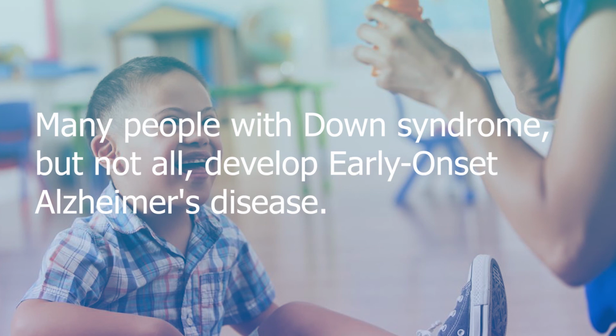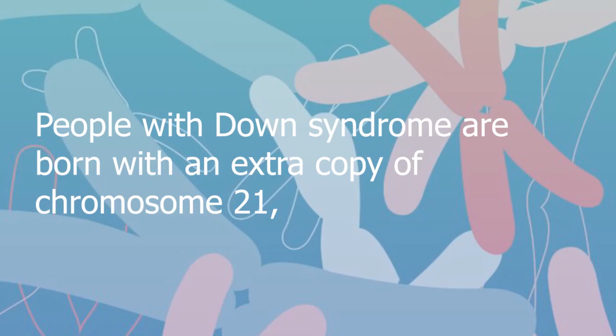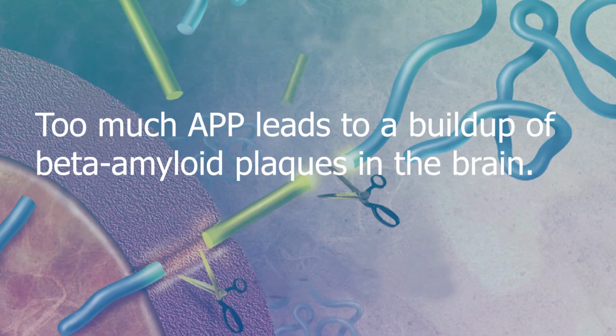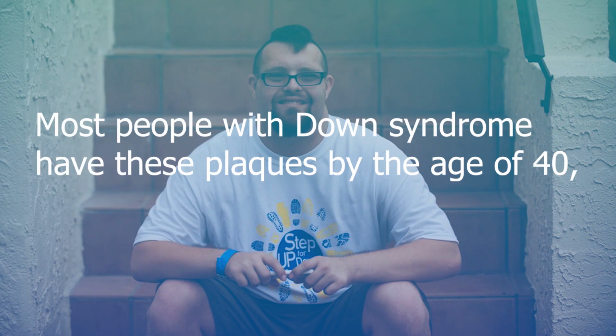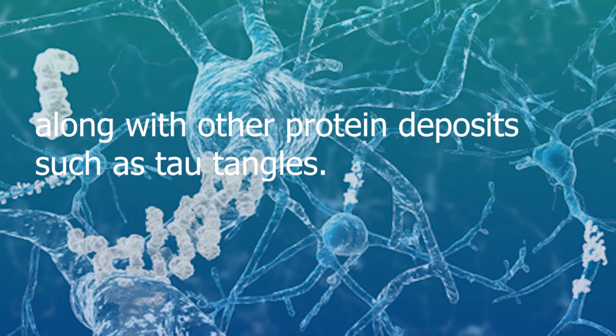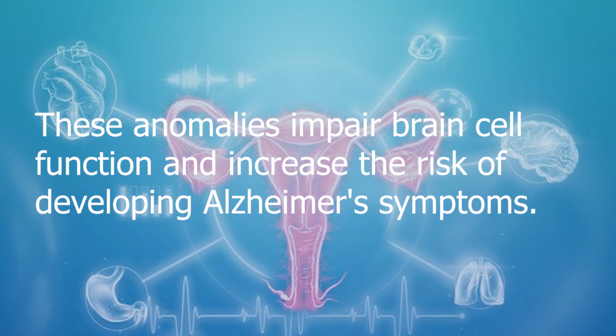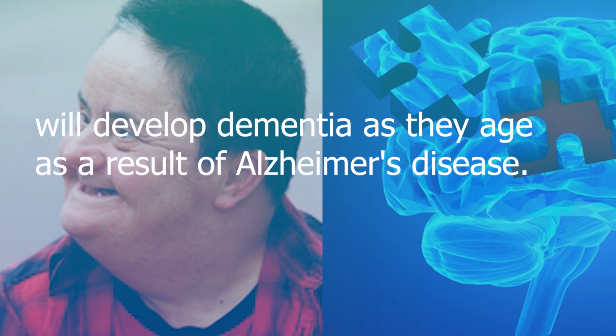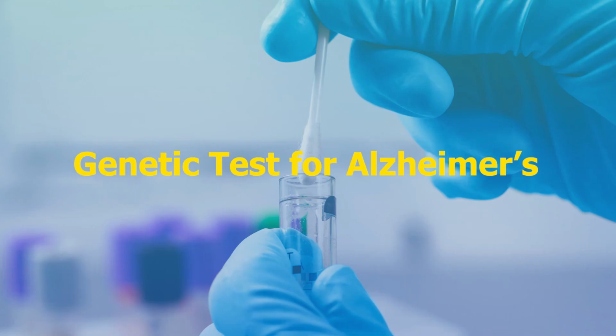Down syndrome. Many people with Down syndrome, but not all, develop early-onset Alzheimer's disease. People with Down syndrome are born with an extra copy of chromosome 21, which carries the gene that produces amyloid precursor protein. Too much APP leads to a buildup of beta amyloid plaques in the brain. Most people with Down syndrome have these plaques by the age of 40, along with other protein deposits such as tau tangles. These anomalies impair brain cell function and increase the risk of developing Alzheimer's symptoms. According to estimates, 50% or more of people with Down syndrome will develop dementia as they age due to Alzheimer's disease. Genetic test for Alzheimer's.